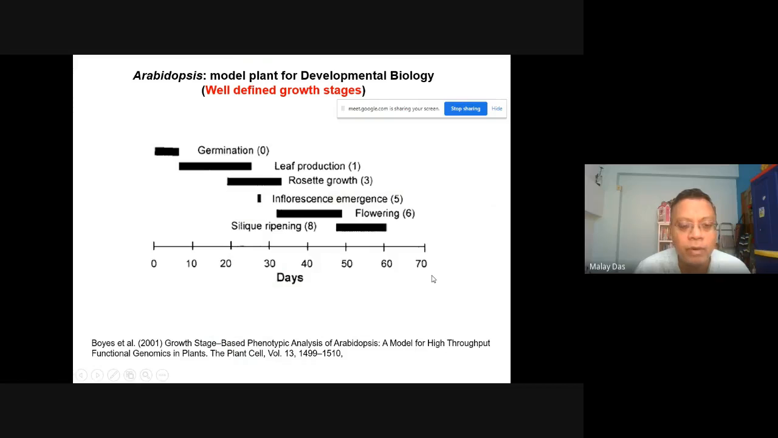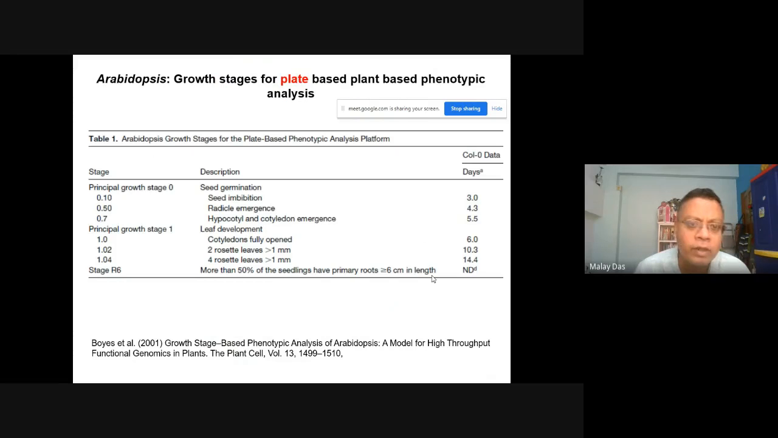And that is very important because that means the data or an observation that has been obtained in one laboratory can be repeated in another laboratory across the globe, because the plant has very well defined growth stages if the plants are grown under defined environmental conditions such as a specific temperature, humidity, and light. And those specific and defined environmental conditions are usually provided by growing those plants in the plant growth chamber.